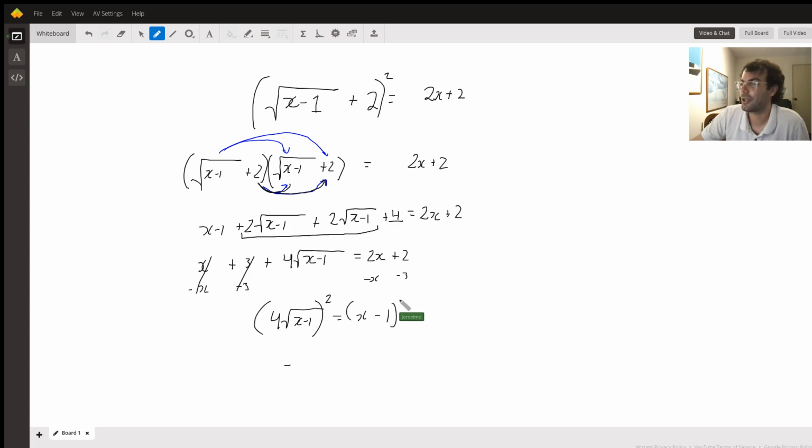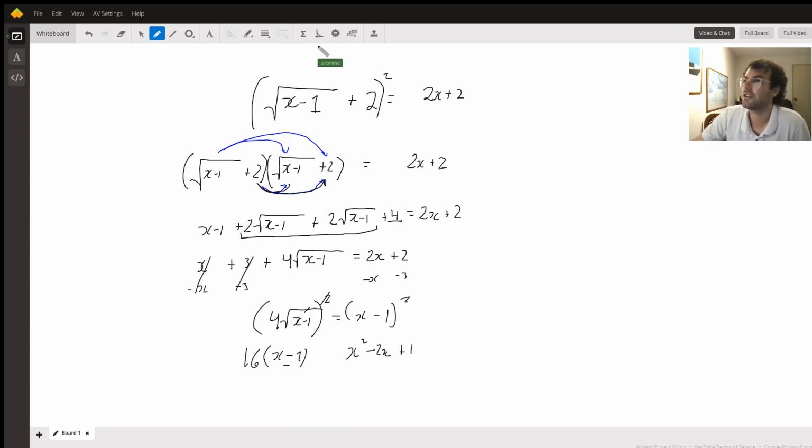Square here, square here. So we're going to get here x squared minus 2x plus 1. And here we're going to get 16 times the square root, no more square root because it went with this. We would just get x minus 1. And here this is a bit extra. There you go. And now we have a very, very nice quadratic equation that we can just solve.